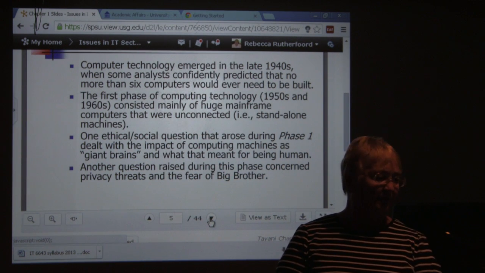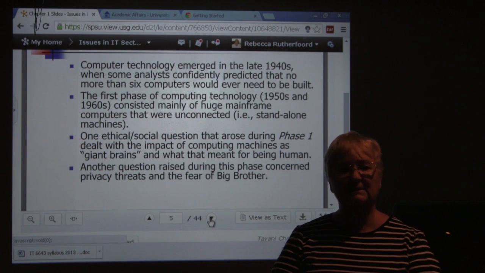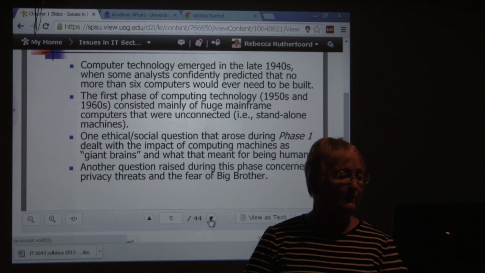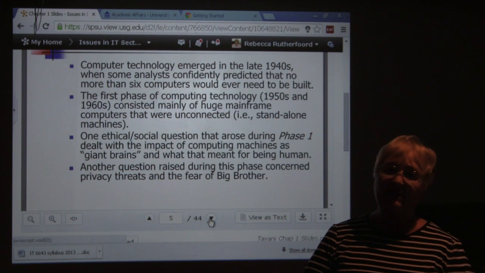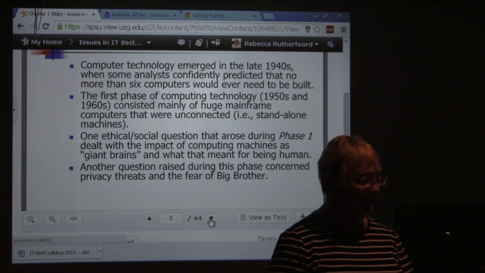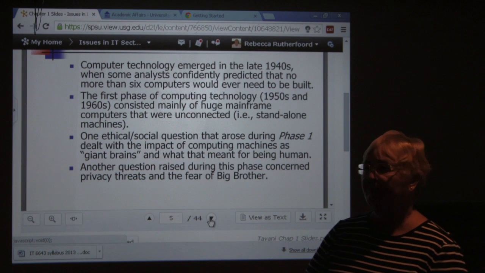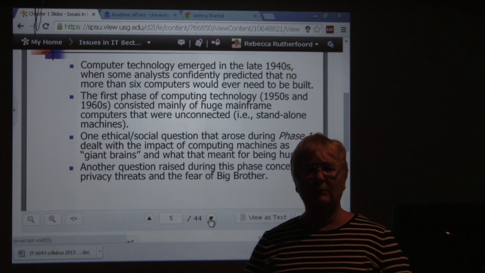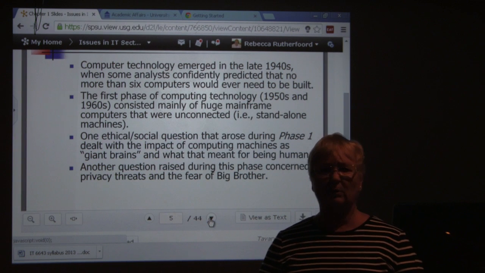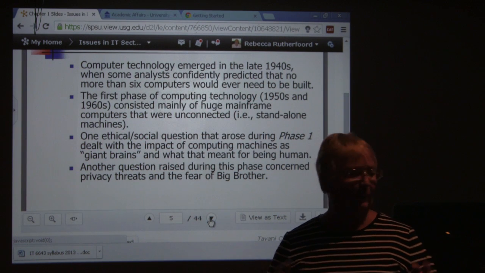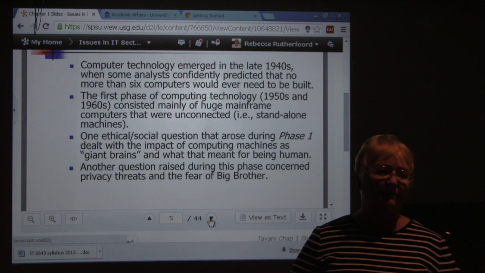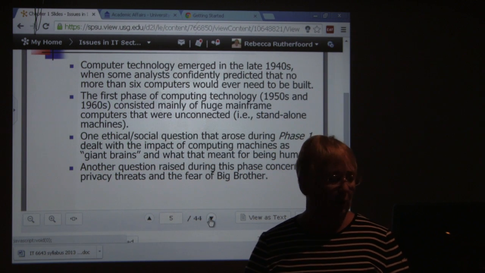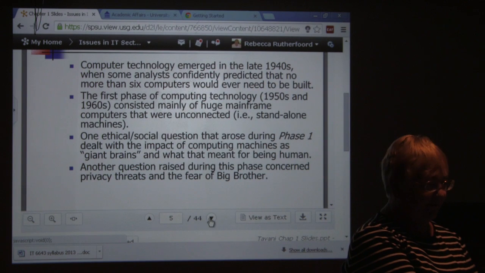But phase 1, through the 50s and 60s, those were primarily our very large mainframe computers, and some of the ethical things that we had to worry about in phase 1 is what did these systems mean? You know, how would they impact us and the world and so on? And they used the term giant brains and things of that sort. They also had a fear that computers, even back then, would take over the world. And so it was a little bit of a fear factor.